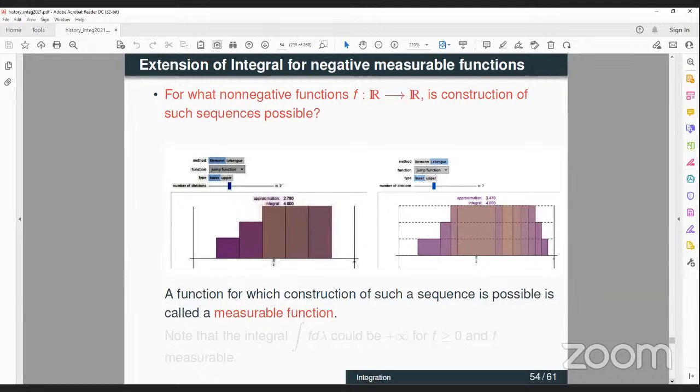So what is the size of a set? What is the length of a set? So you have to extend the notion of length to subsets. So that is extension of the length function. That is the first step one does. And there is a whole machinery to be done for the definition of the Lebesgue integral.